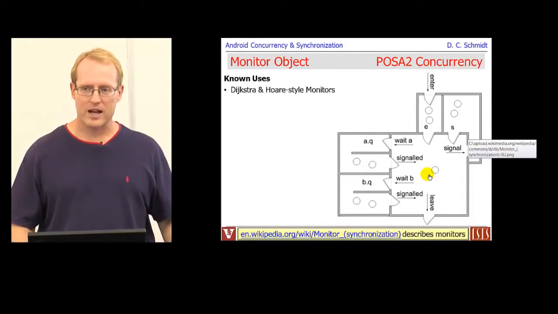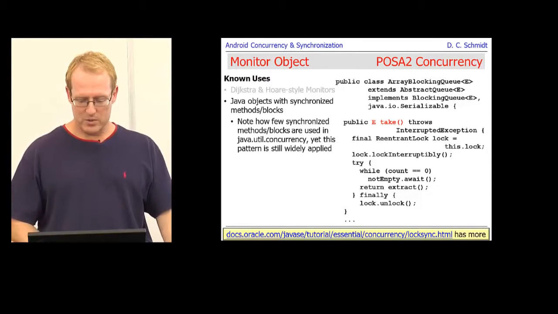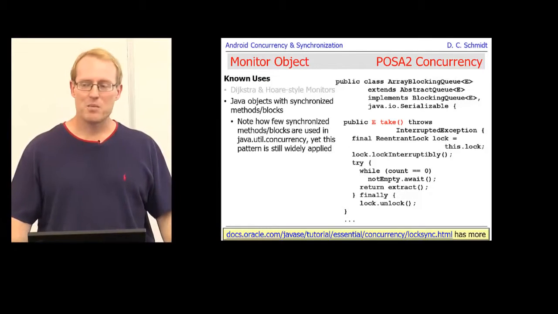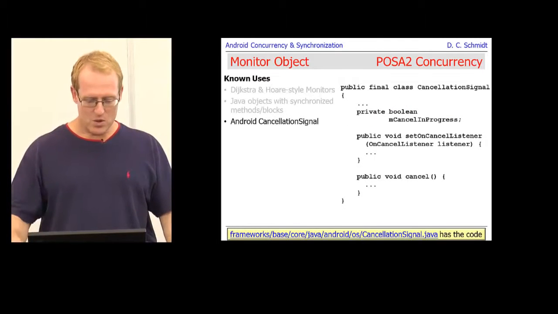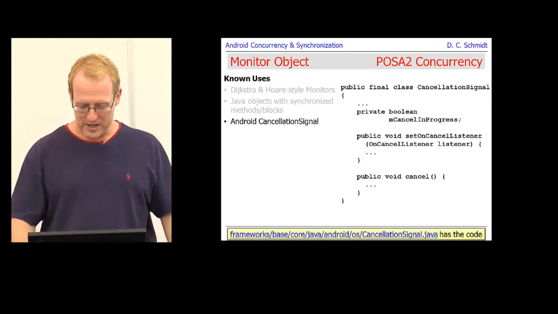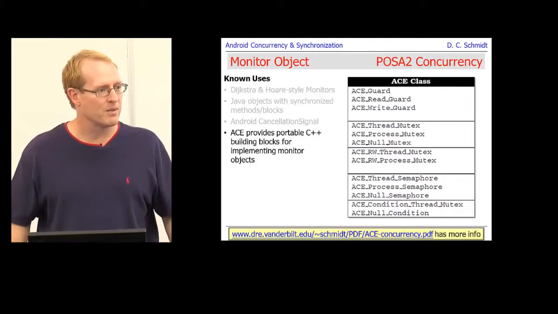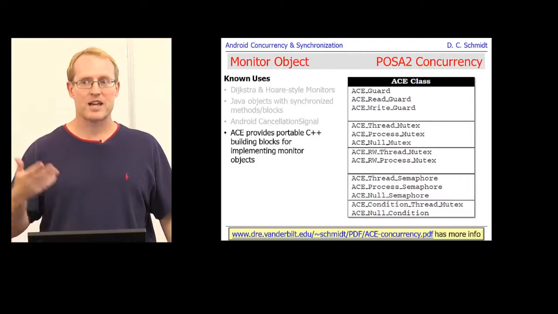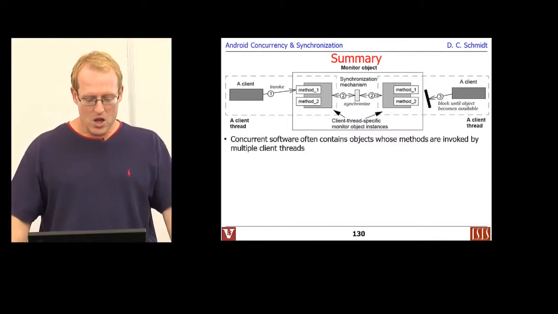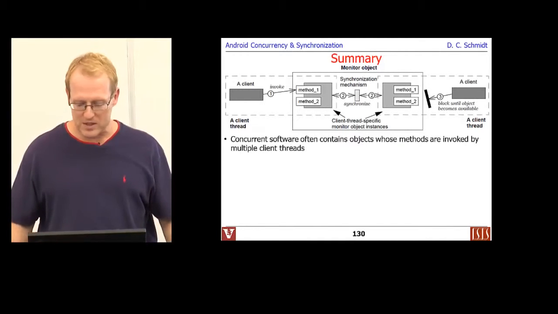Only one thing in there at a time, and you can step in and step out. Java objects with synchronized methods: as we were seeing before, in practice you don't tend to use synchronized methods or even synchronized blocks sometimes, but it's still valuable to know that this exists. We saw Android's cancellation signal as an example of using the monitor object pattern in Android. And I developed whole piles of basic building blocks that can be used to implement monitor objects in C++. And there are lots of other examples of monitor objects in C++ that you're likely to find if you poke around long enough.